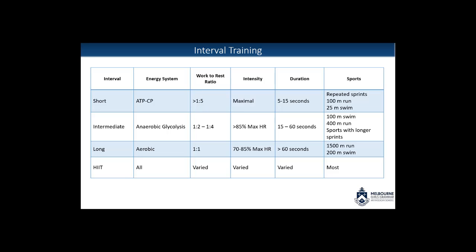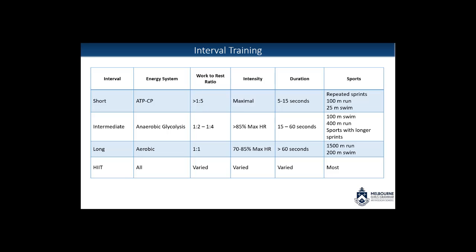You can think about how many times you might like to do this. You might like to do this 10 times within your particular session. You might like to repeat that for a couple of sets. But we have a think about for 5 to 15 seconds at maximal intensity, power and aerobic capacity and speed are going to be relevant fitness components. Intermediate, we're looking at still high intensity for 15 to 60 seconds. So very similar fitness components to short, perhaps anaerobic capacity even more so.